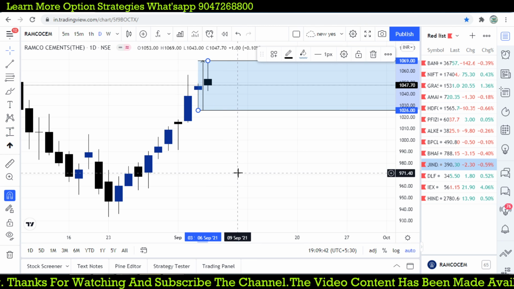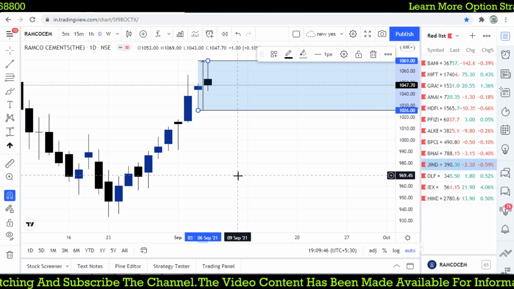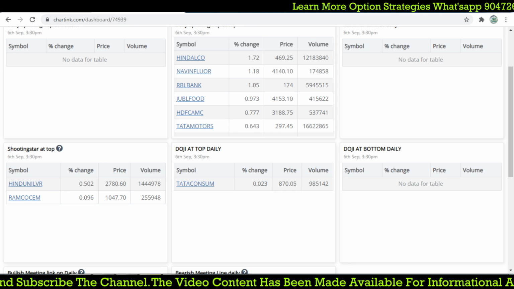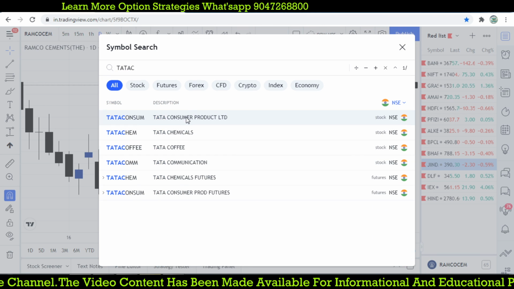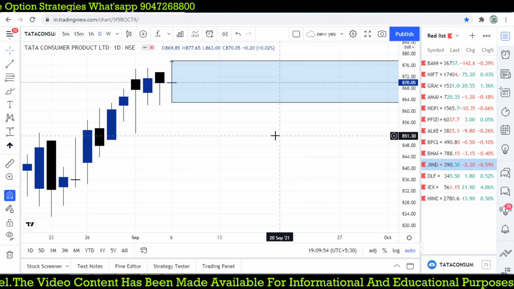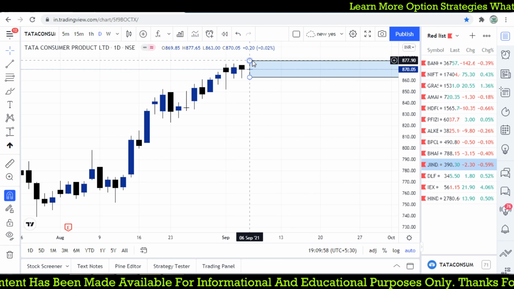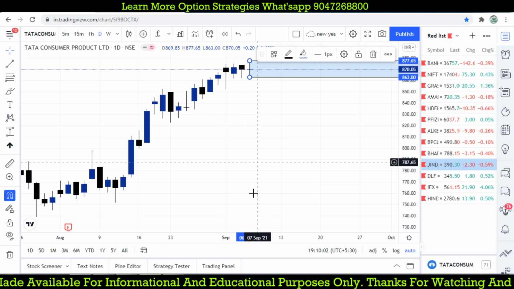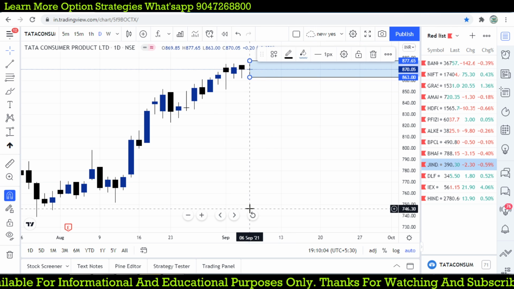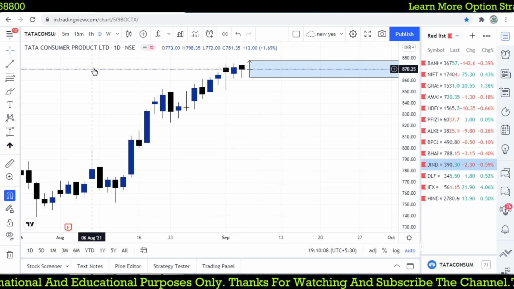Whenever the price goes above this range or below this range, we can focus on it, unless we don't go for these stocks. Ramco Cement and Tata Consumer, which forms a doji at the top, the consumer product. So it looks good. When it breaks above the level, we can try to buy, but if it breaks below this level, we can try to sell. The exact levels are 877 and 863. So it looks good. Let's see what will happen on that particular stock.